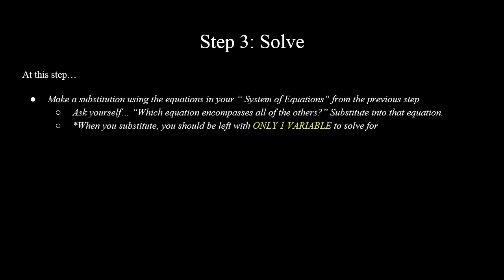So how do we do this? Like I said, we're going to make a substitution using the equations from our system of equations that we just built in our previous step. And in order to figure out what kind of substitution to make, we're going to ask ourselves, which equation encompasses all of the others? Which equation deals with all of the variables and constants that I identified in my first step? And that's the equation we're going to substitute into.